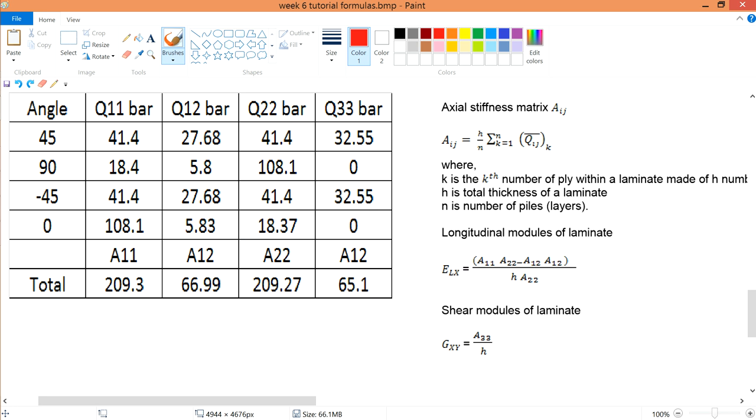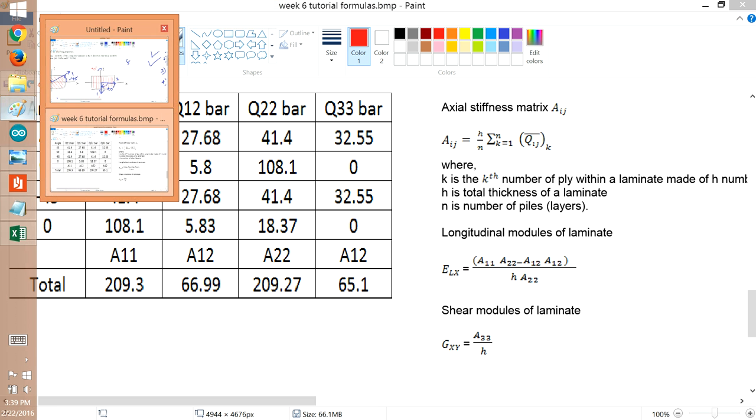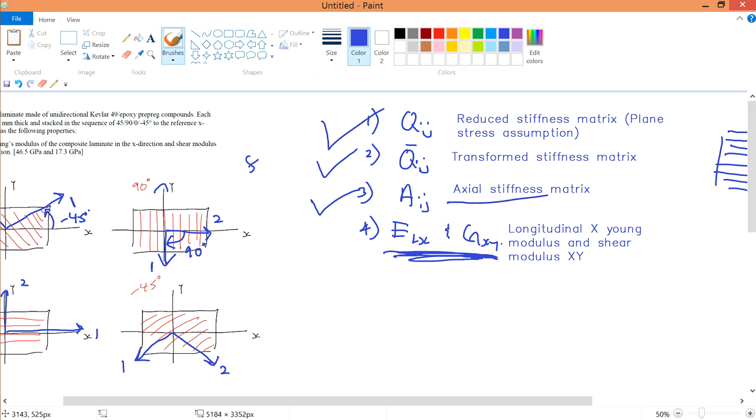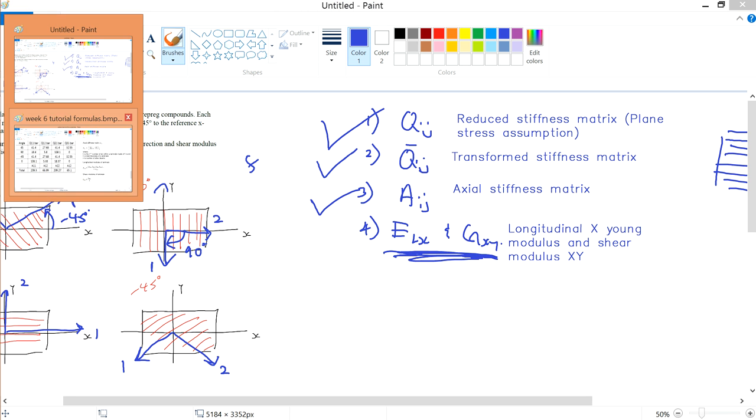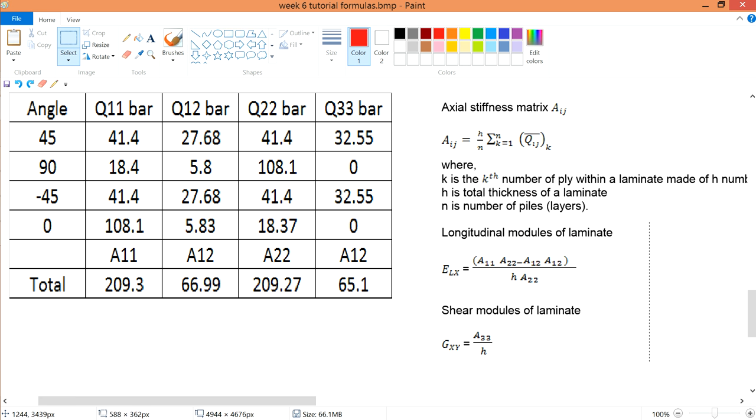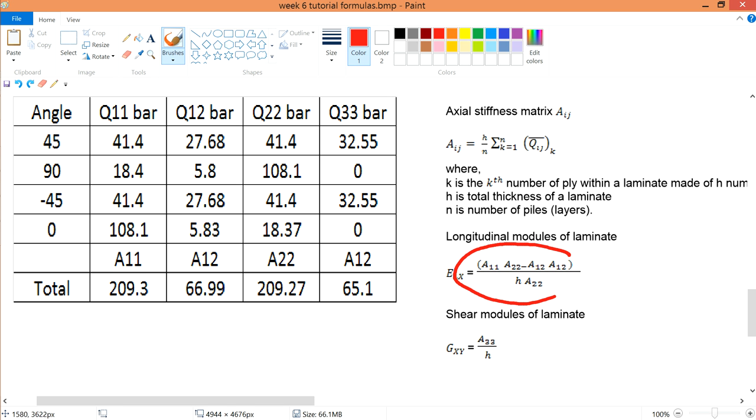So we have somewhat solved for our axial stiffness matrix aij. And just to update, we are somewhere here. We have somewhat added all the laminates up and know that the x-axis and the y-axis, this axial stiffness matrix, has been found, which is aij. Now our final one is trying to calculate the longitudinal x Young modulus, which is the E. So in order to calculate this ELX and the shear modulus Gxy, you can just simply apply the formula. And these are the formulas that you are required, and so therefore you can just simply sub it in, and that's all it is for your values.